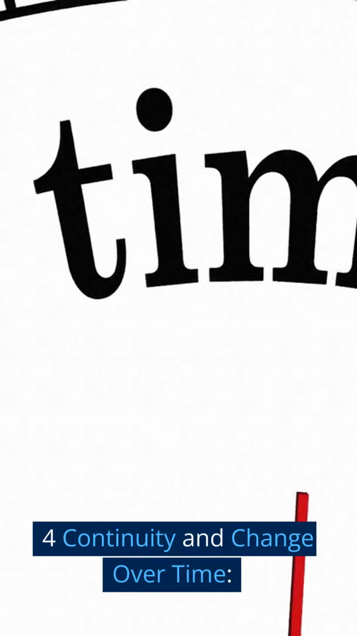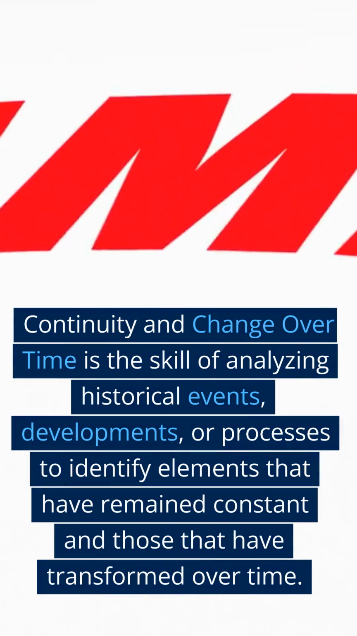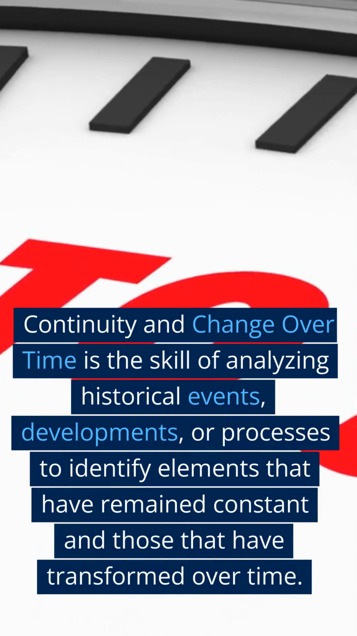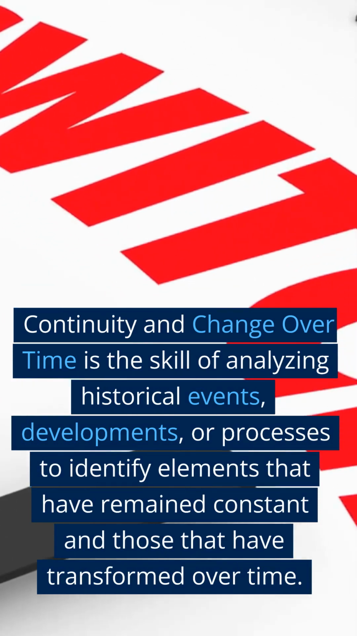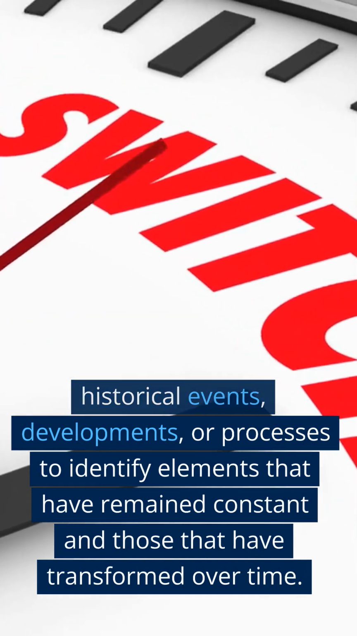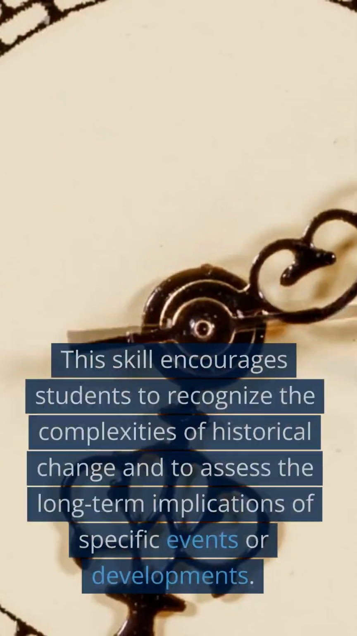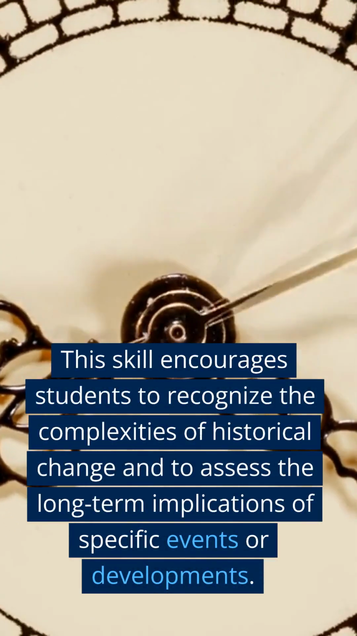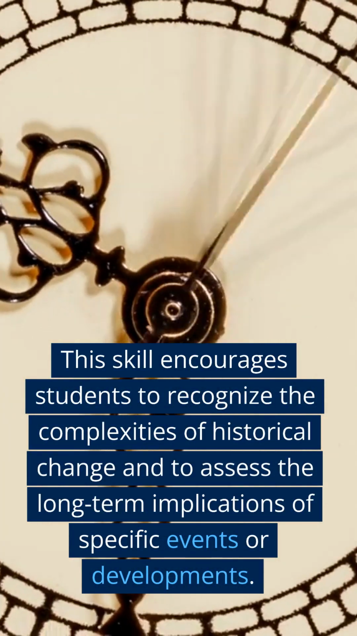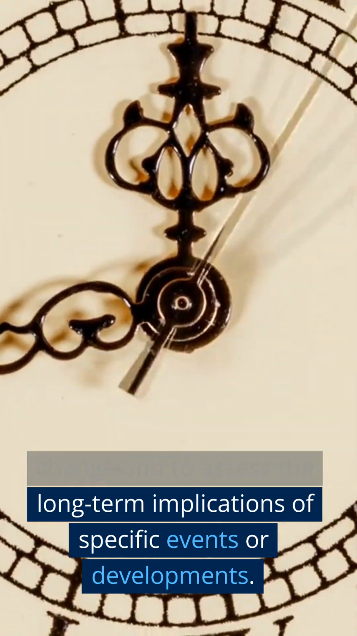4. Continuity and change over time. Continuity and change over time is the skill of analyzing historical events, developments, or processes to identify elements that have remained constant and those that have transformed over time. This skill encourages students to recognize the complexities of historical change and to assess the long-term implications of specific events or developments.